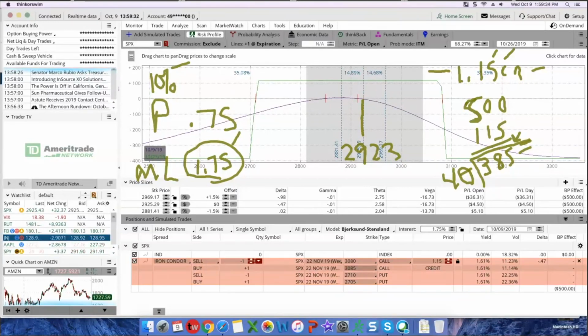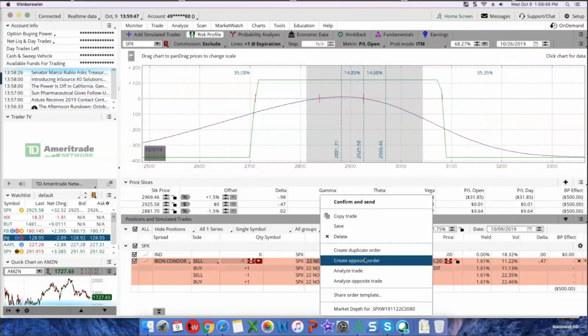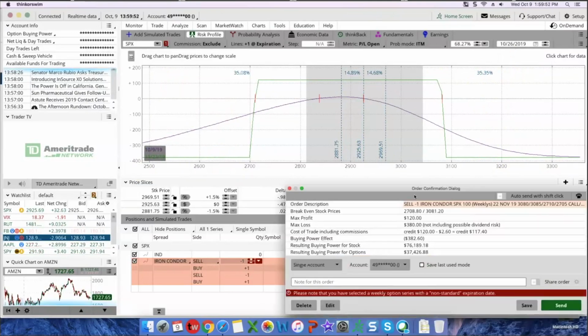All right, let me look. Here, folks, I'll be a guinea pig. All right, let's do this again. We already did this. How about if I do it again? Let's look. I'm sorry. Why didn't I think of that? So let's do this Iron Condor again. Confirm and send. All right, so let's look at this.